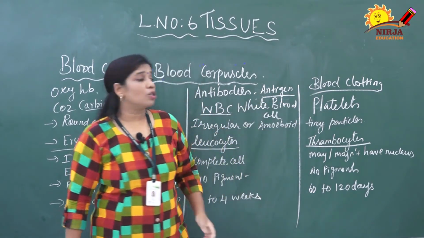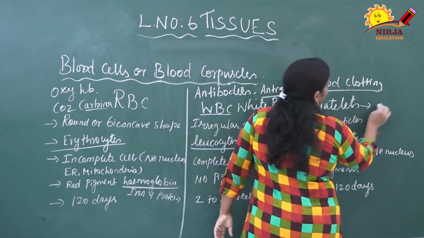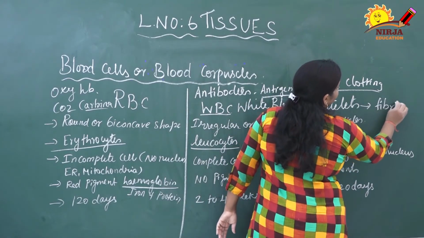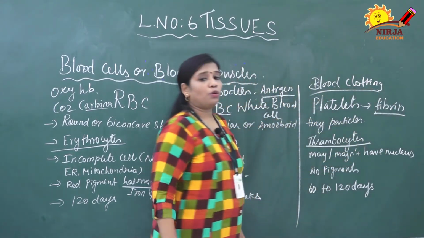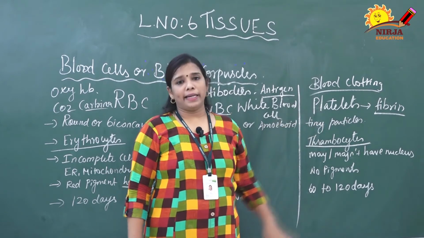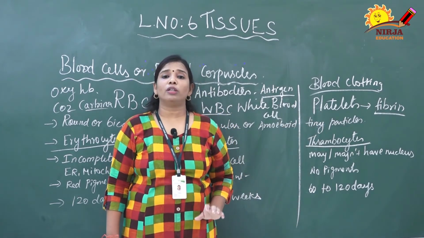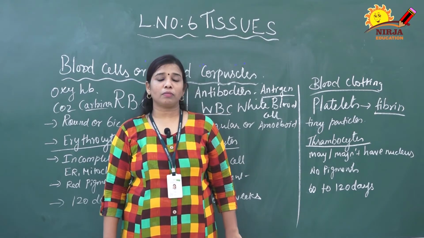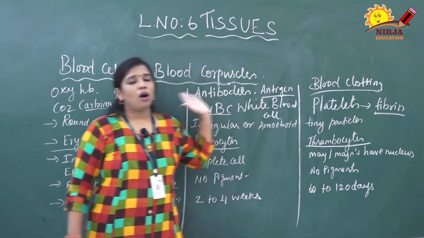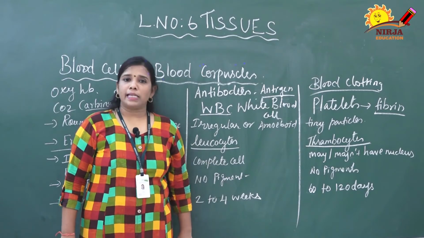The platelets have a protein. That protein is called fibrin. With the help of this protein, it clots the blood. So the main function of the platelets is that they help to clot the blood. I hope you have understood all the different types of blood cells.